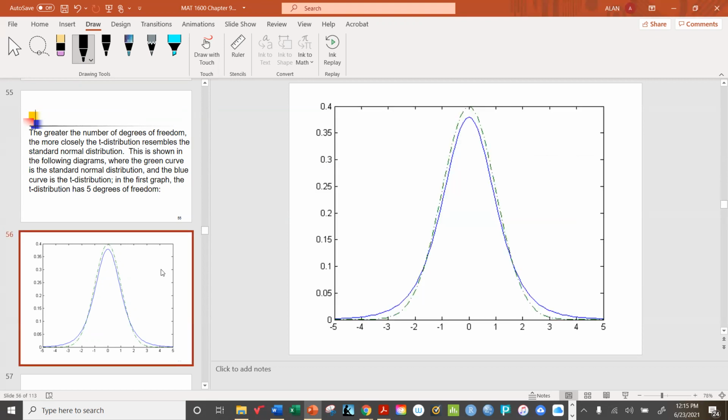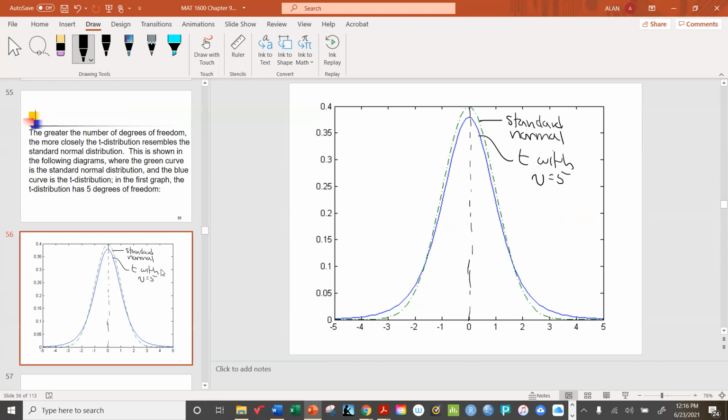All right, so this green curve is the standard normal. The blue one is the t-distribution with 5 degrees of freedom. Now, if you look at it very carefully, you'll see the blue curve isn't quite as tall. It is centered at 0. So they're both centered at 0. They both have a mean of 0. They're both bell-shaped curves, and they're both symmetrical about the mean.